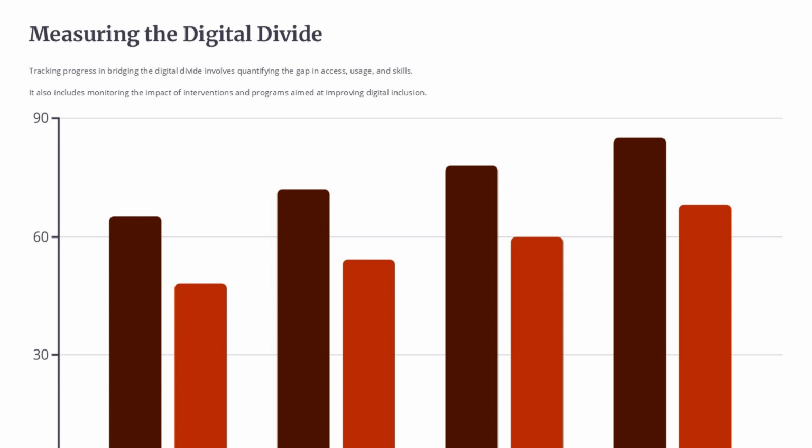The digital divide refers to the gap in access, usage, and digital skills between different groups and communities. Measuring progress in bridging the digital divide involves tracking key metrics like internet penetration and digital literacy rates. This slide shows the trends in internet penetration and digital literacy rates from 2018 to 2021. We can see that both metrics have been steadily increasing over this period, indicating progress in improving digital inclusion.